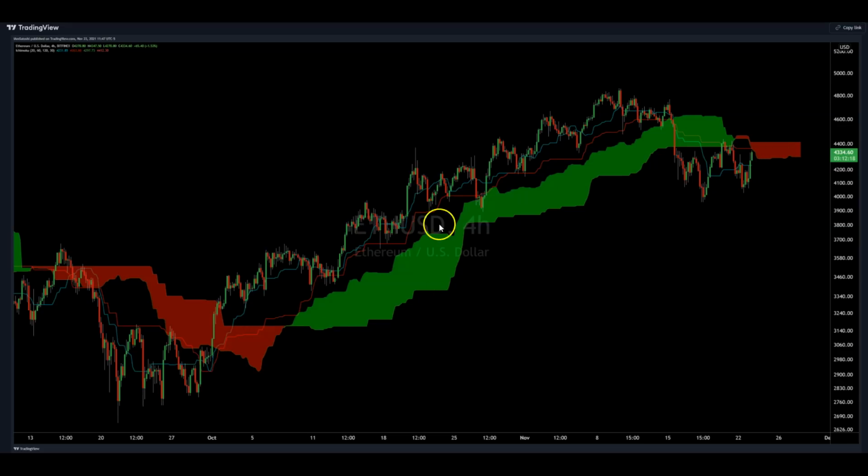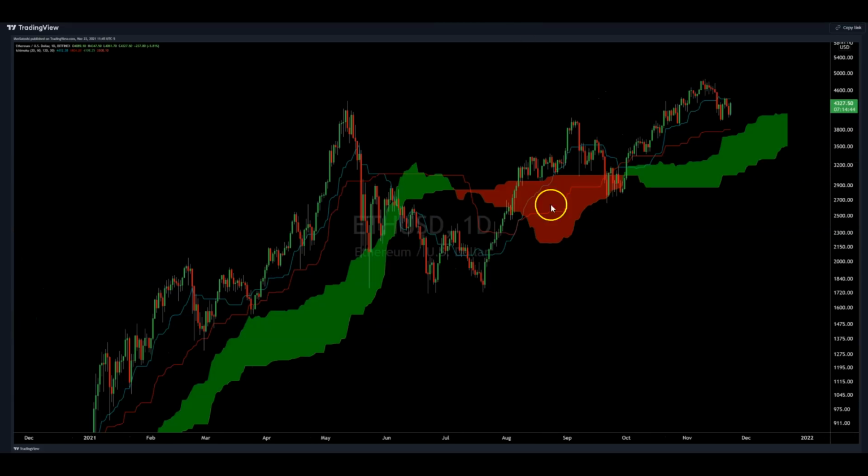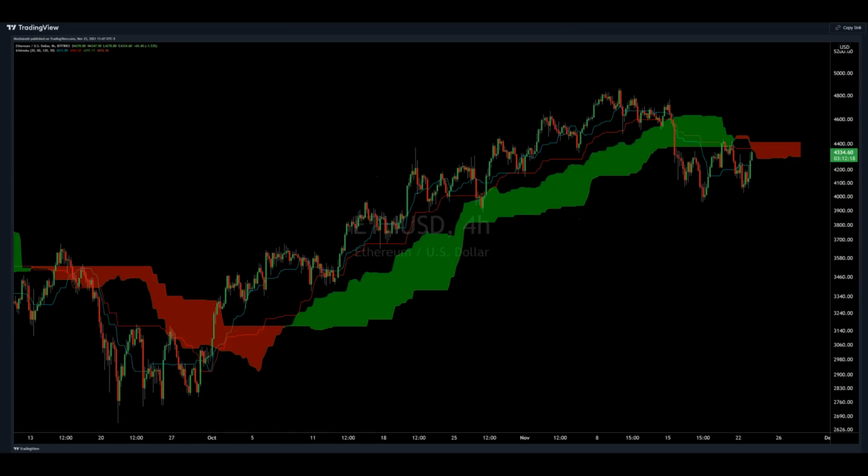Now, does that mean it's going to go up 50% in a month? No. It just means it's a good time to be long if we're above the cloud here at 4,400 on ETH. And something else to note, we're still above the 200 on ETH. We're still above the cloud. Like, there's no reason to be bearish at all on ETH. There just isn't. You know, we can talk about fees till we're blue in the face. We can talk about fundamentals.